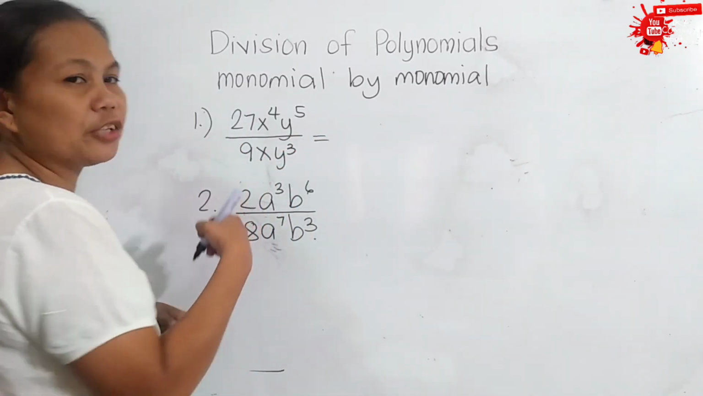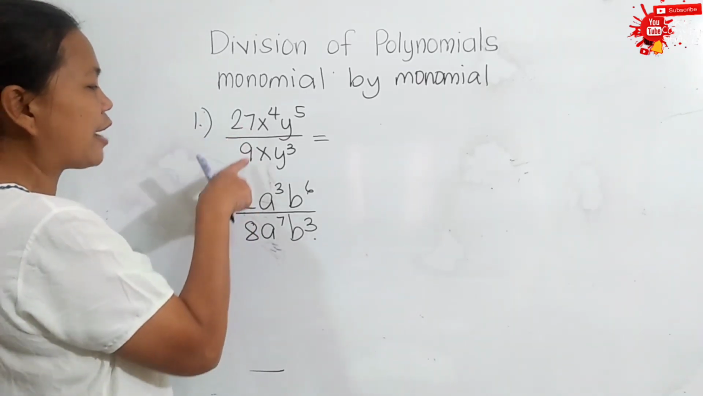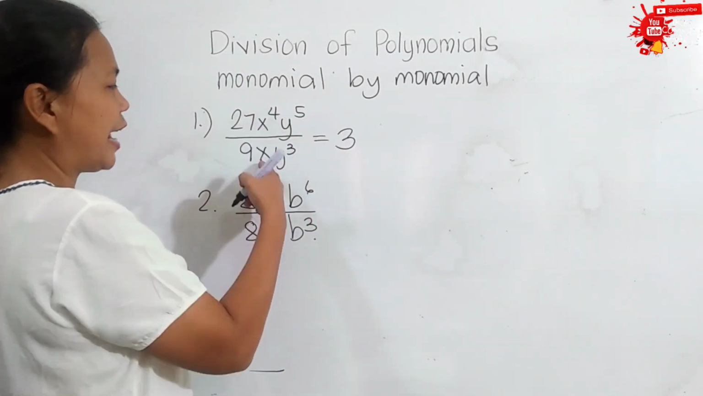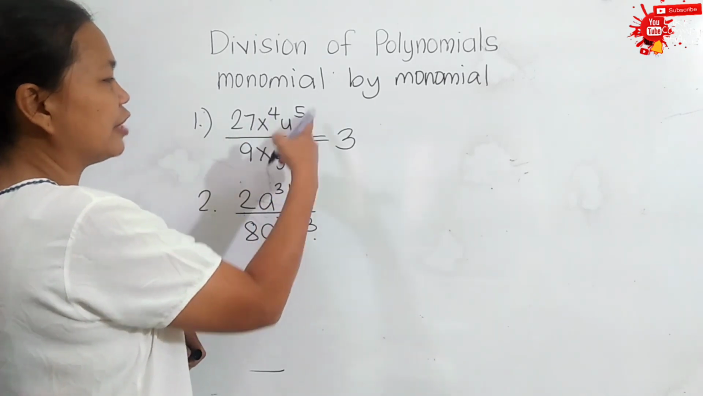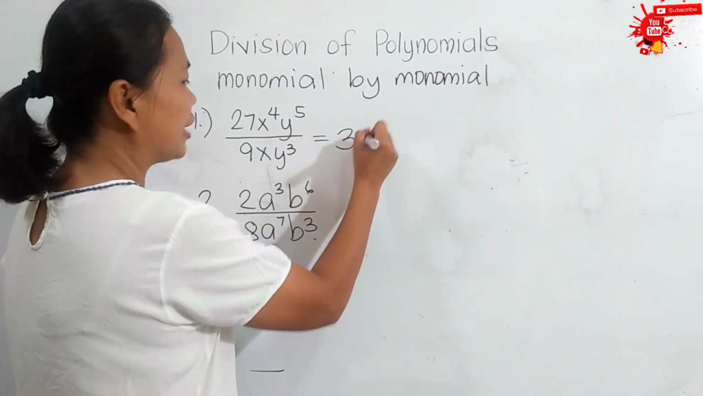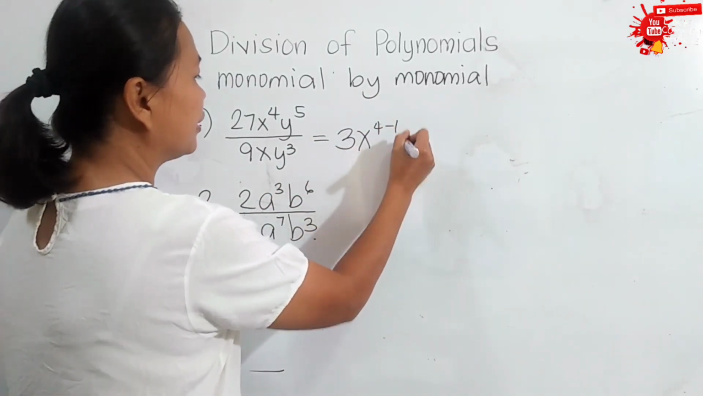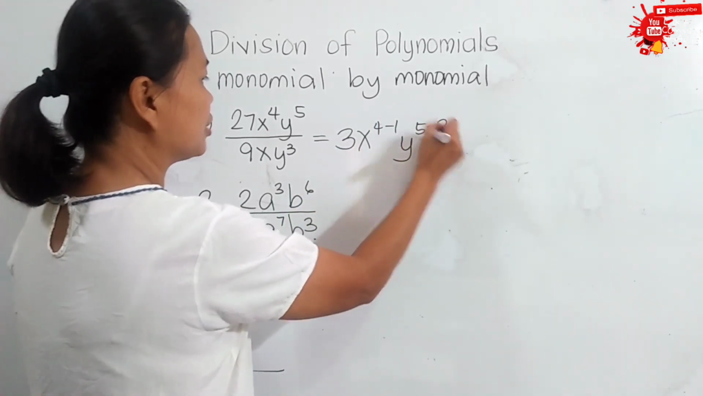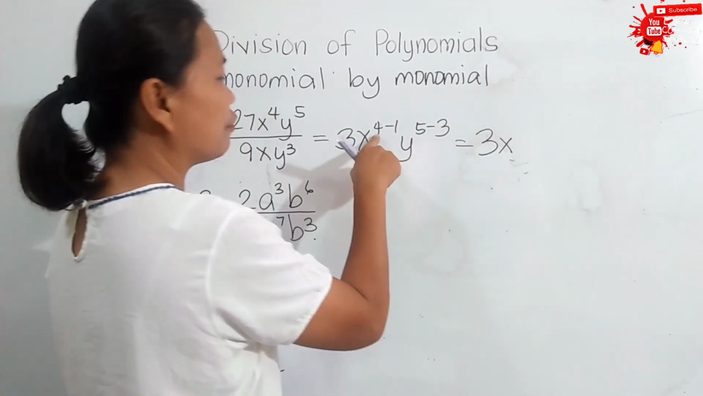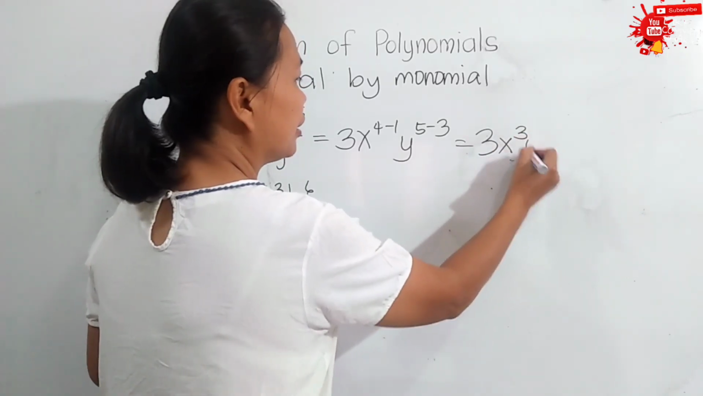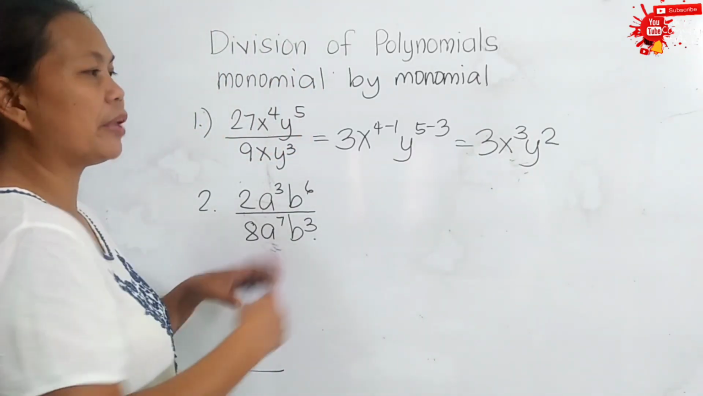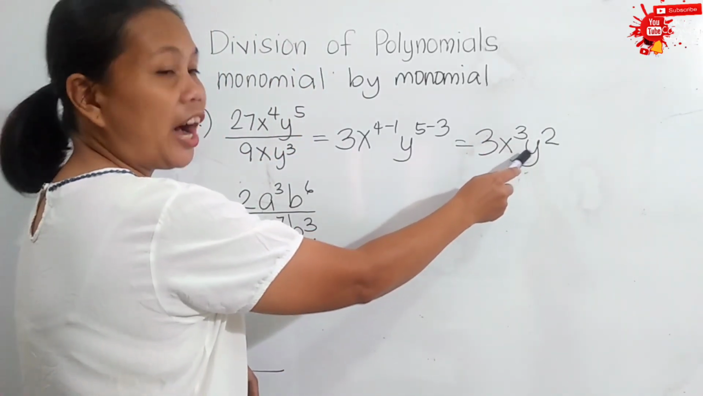So first, we have to divide the numerical coefficient. So 27 divided by 9. So we have 3. Then we have the same base x and the same base y, and we have the exponent larger written in the numerator. Okay, so that's why we have here x raised to 4 minus 1, then y raised to 5 minus 3. So let us simplify this. So we have 3, x raised to 4 minus 1, so we have 3, then y raised to 5 minus 3, so we have 2. So our answer will be 3x cubed y squared.